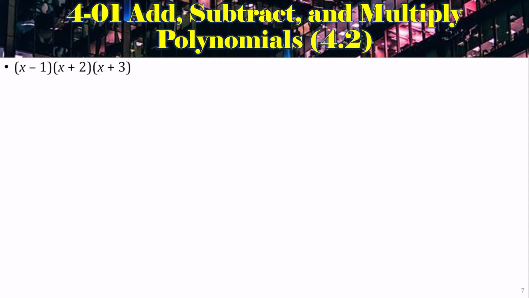All right, here are 3 parts that are multiplied together. So what we're going to do is multiply 2 of them first, and then take that answer and multiply it with the third one. So let's multiply the first 2 first. So we'll have x times x, x times 2, negative 1 times x, negative 1 times 2. And the x plus 3 is just going to sit there and wait. Combine like terms. 2x minus x is just 1x.